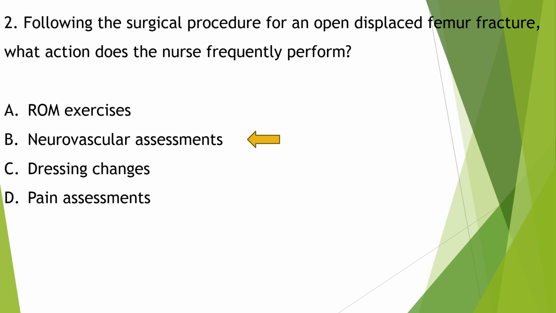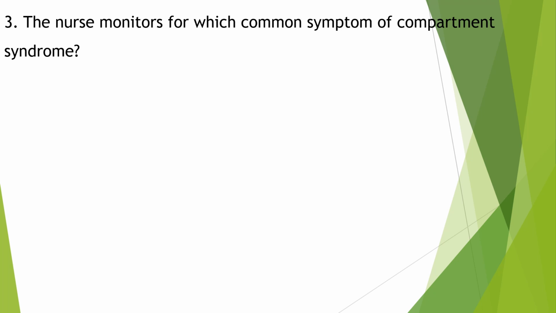Range of motion should not be conducted until the surgeon has ordered it. Dressing changes are typically not performed until after the surgeon has removed the operative dressing and has written an order for wound care. Pain assessments are important but not prioritized before neurovascular assessments. The nurse monitors for which common symptom of compartment syndrome?